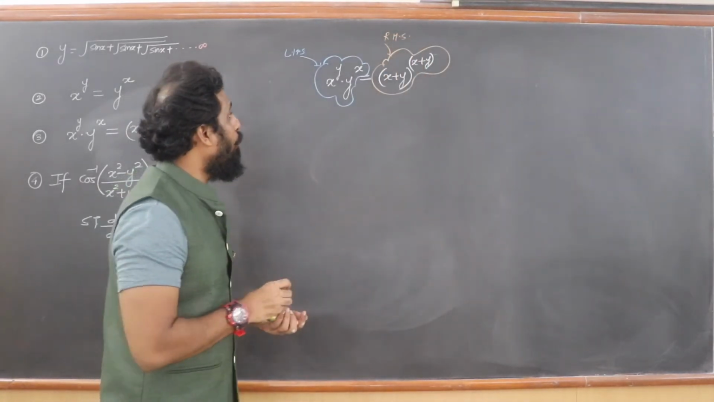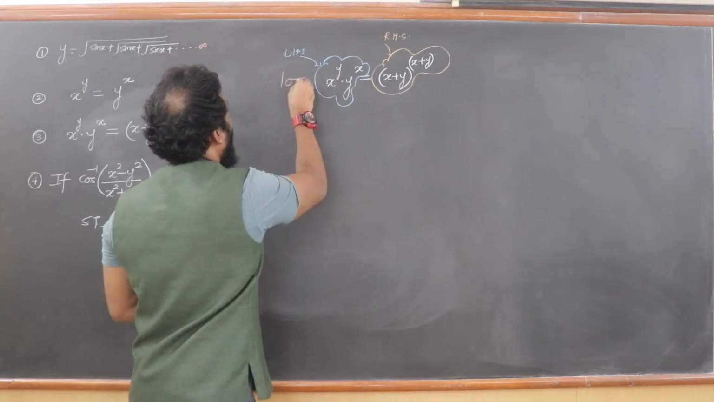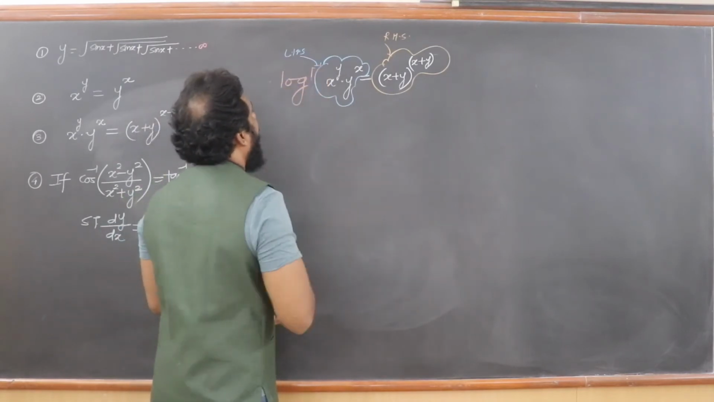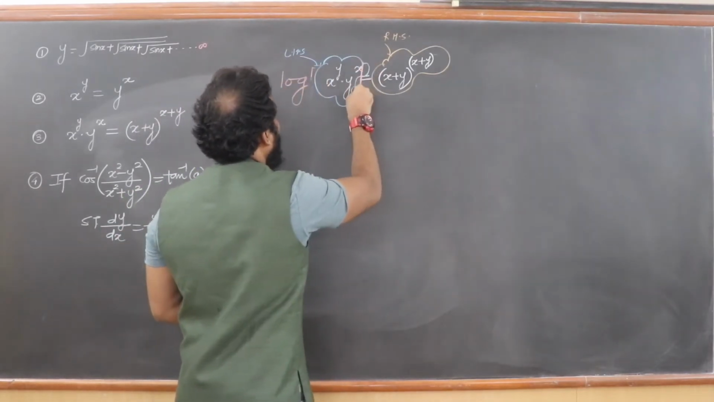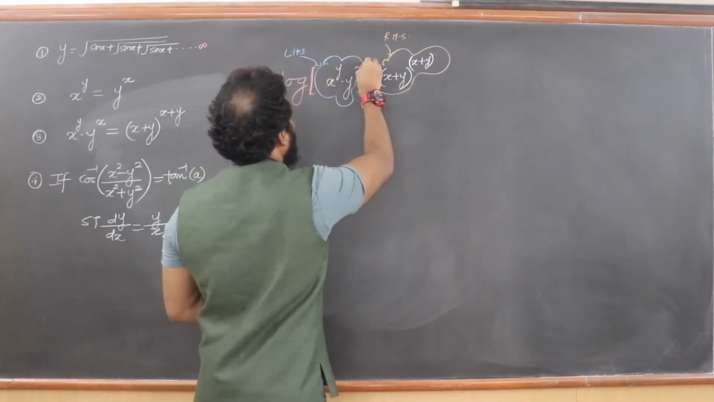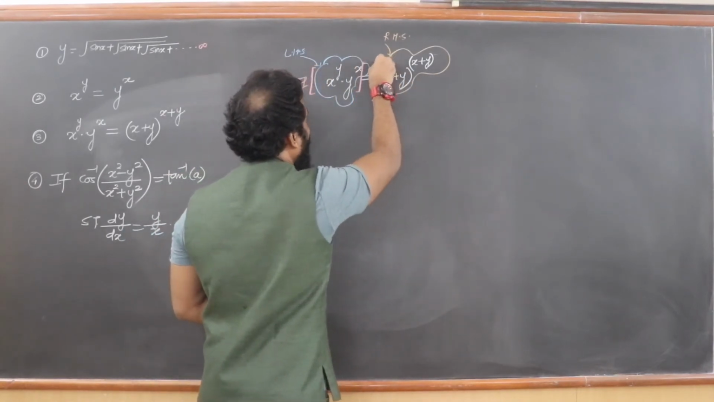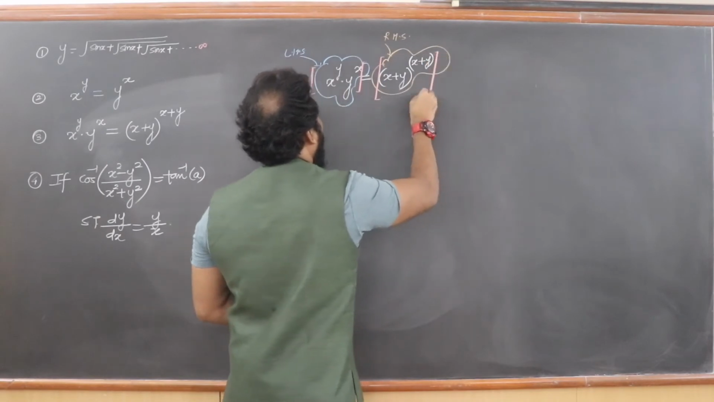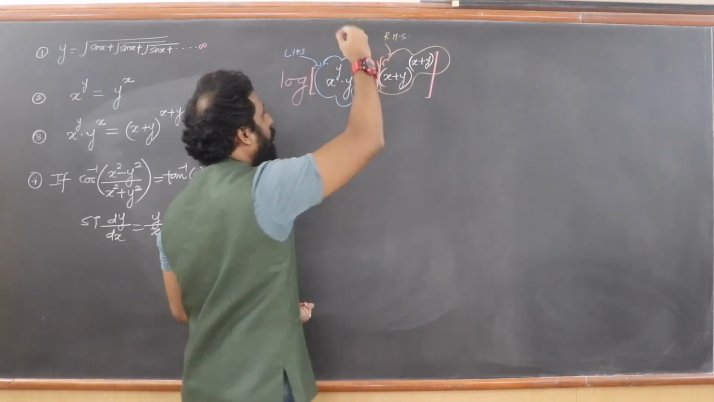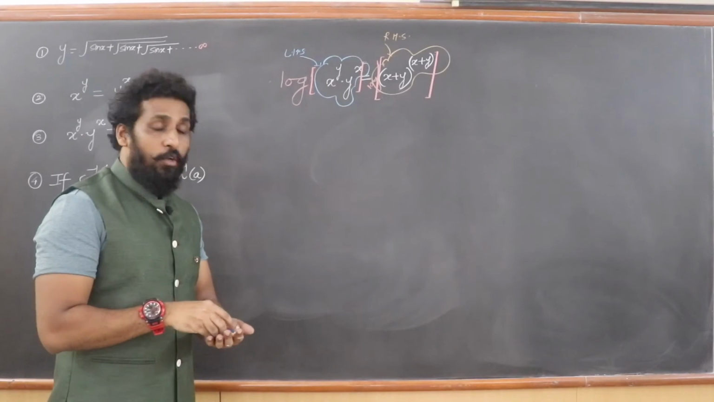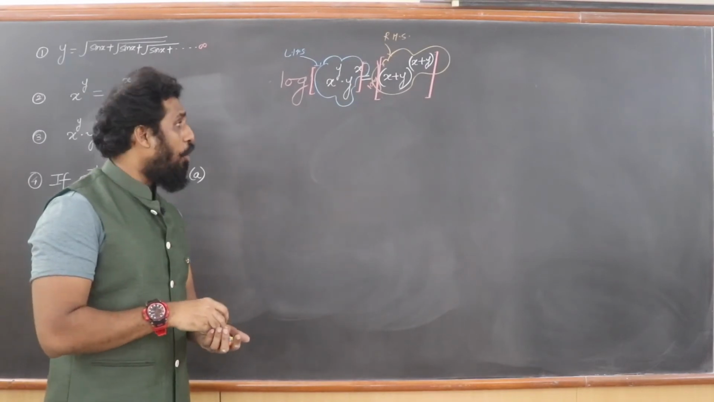When you take log on both sides, it means the log will be written for the entire term. For the entire term it will come. So the log is to be written for the entire term. So likewise here also you will put a bracket and then write log for the entire term. Now when you take log on both sides, what happens? Let's take log on both hand sides.